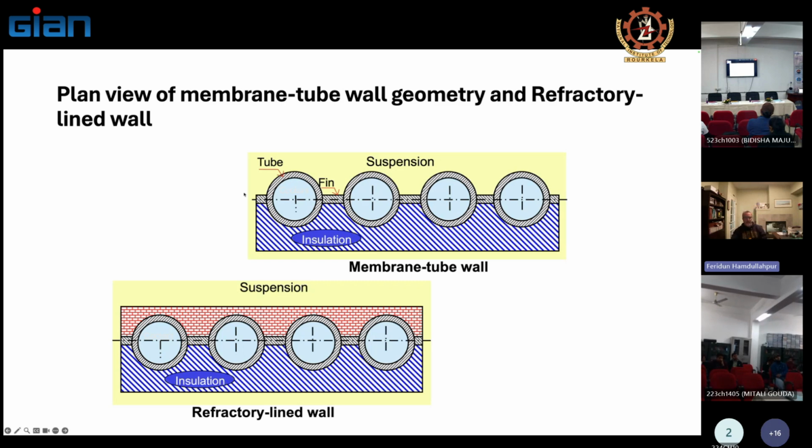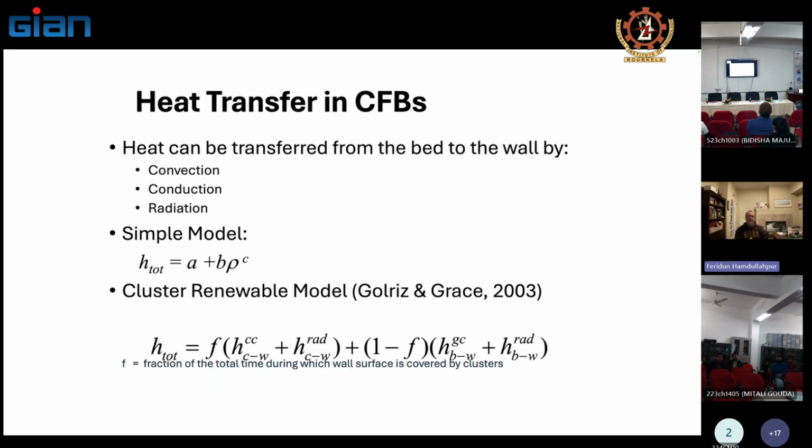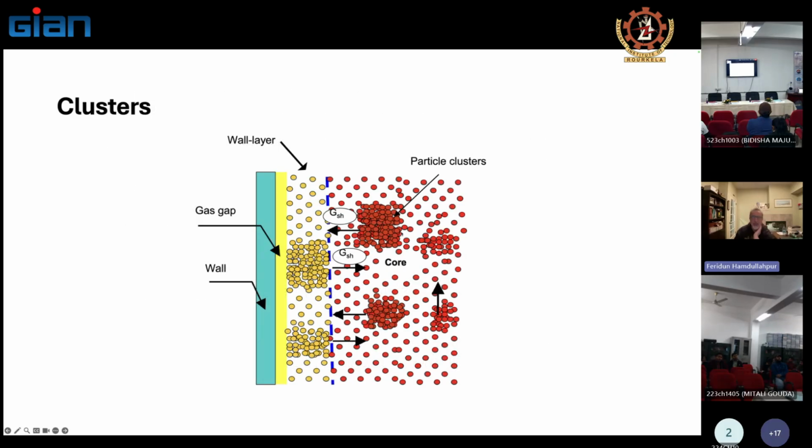So to avoid that, you put a refractory lining. Of course, heat transfer will be hampered here, but nevertheless, it is a good thing to do. Otherwise, again, erosion will damage heat transfer surfaces. Again, heat transfer is a lot more complex here. You have to take convection, conduction, and radiation all into consideration to do this.